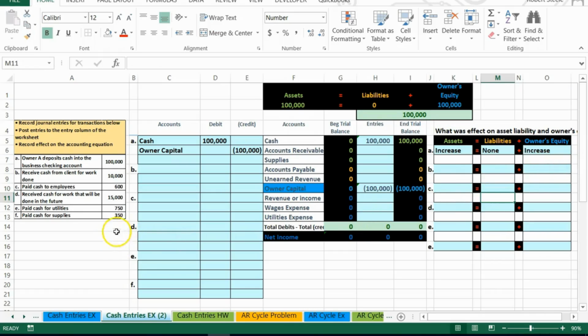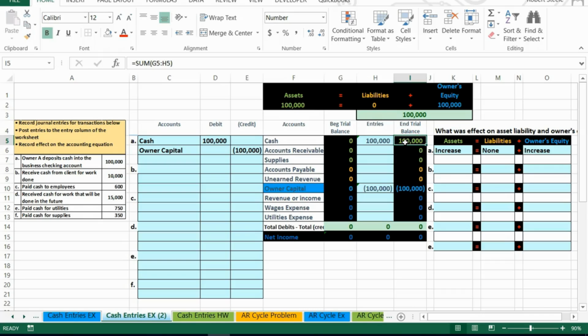All right, let's look at B. B says receive cash from client for work done. So is cash affected? It is affected. Now that there's something in cash, we can see that it has a debit balance. So that's the next question we're going to ask. Does cash have a debit or credit balance? It has a debit balance. How do we know? Because it has no brackets around it. Bracketed accounts that are negative are credits. Non-brackets are debits. And there it's a debit.